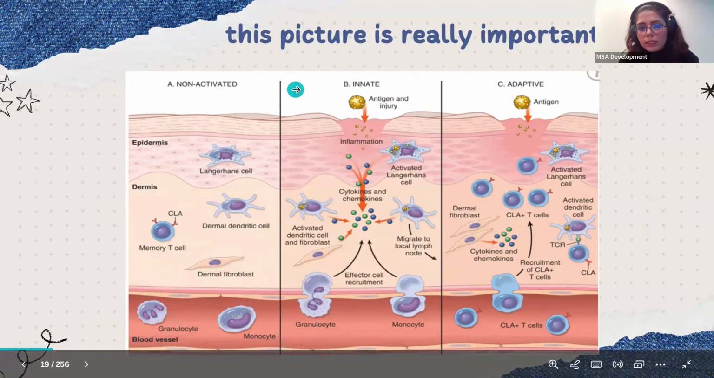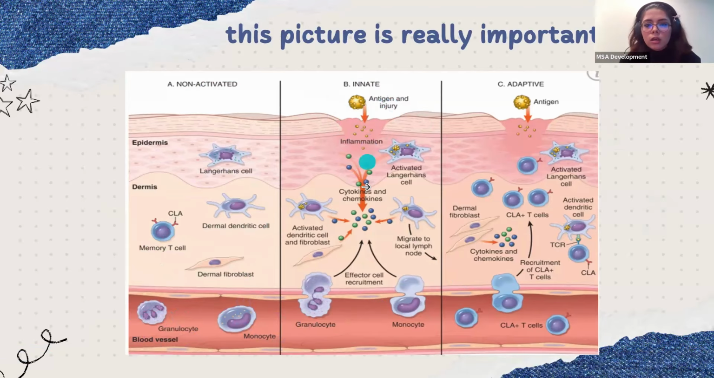Now what happens in the innate? You have the antigen. The body's like, okay, what is this? Activated Langerhans cells see it. It's like, okay, I'm gonna take this and I'll present it.